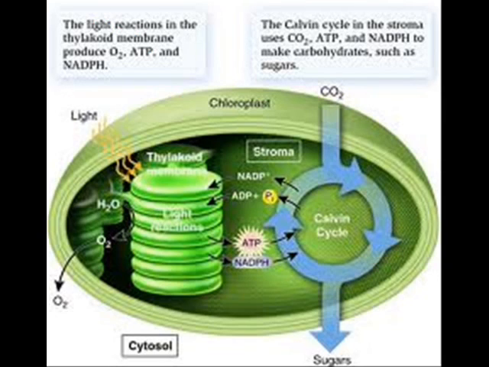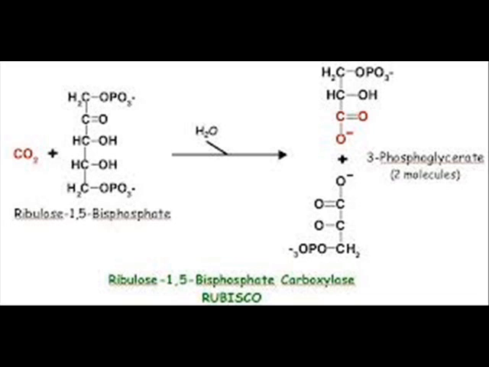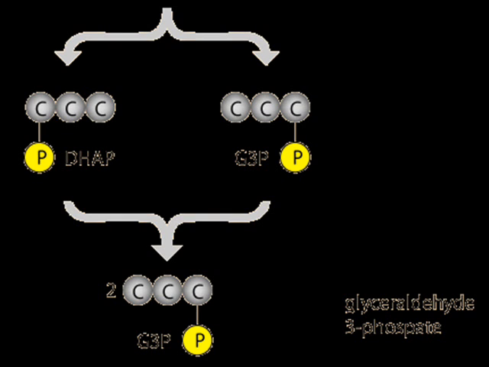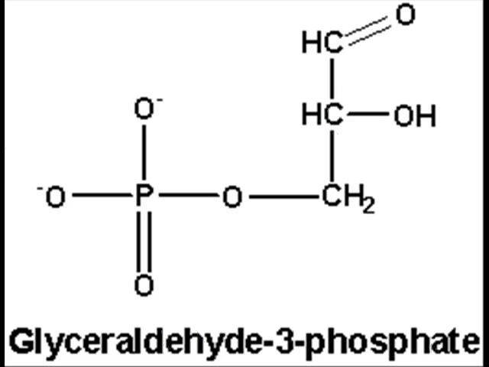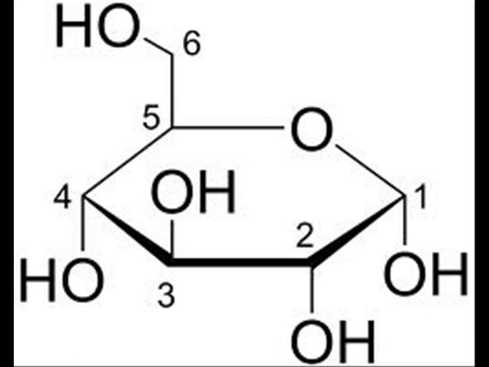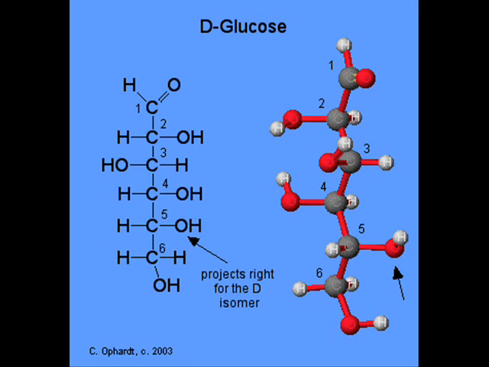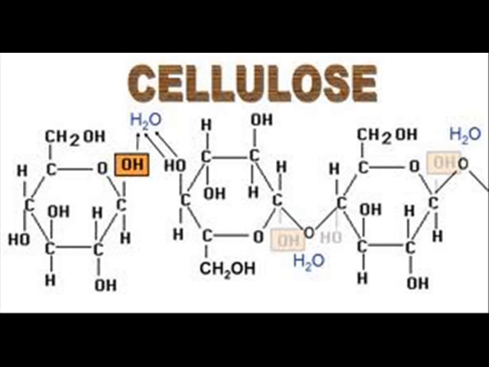In the stroma, the enzymes combine carbon dioxide with ribulose bisphosphate, which is a 5-carbon sugar, and produce glyceraldehyde 3-phosphate, or G3P for short, an energy-rich 3-carbon sugar. The G3P can be used by a plant cell to make glucose and other organic molecules. Glucose, the sugar produced, is used by plants as fuel for cellular respiration and as starting material to make cellulose.